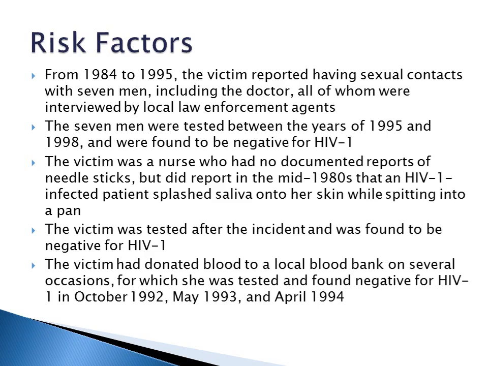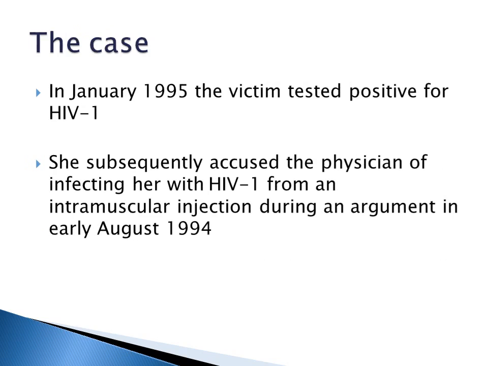The victim had donated blood to a local blood bank on several occasions, for which she was tested and found negative for HIV. This was done in October of 1992, May of 1993, and April of 1994. So in January of 1995, the victim tested positive for HIV-1. She then accused the physician ex-boyfriend of infecting her with HIV-1 from an intramuscular injection during an argument in early August of 1994.